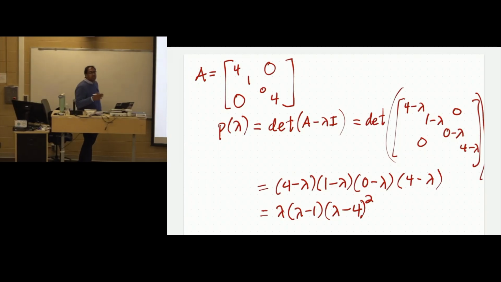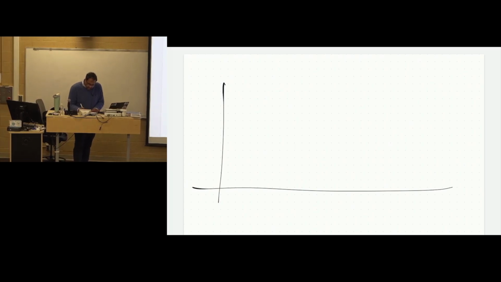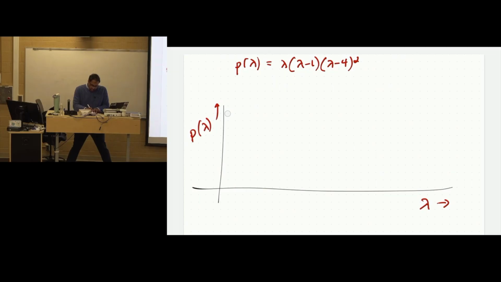Because it has roots of 0, 1, and 4, but something is different about the root at 4. Right? What does it look like? Well, we'll try and draw it. This is our lambda axis here. This is our p of lambda axis. And remember, we're drawing p of lambda equals lambda, lambda minus 1, lambda minus 4 squared. Okay, I need to somehow draw. Maybe I'll draw the y-axis somewhere a little to the left. I need to draw a polynomial with roots at 0, 1, and 4. Okay?